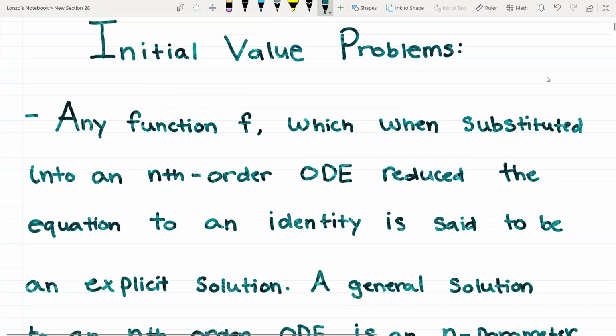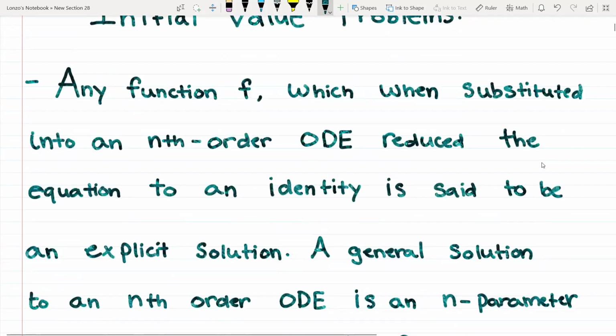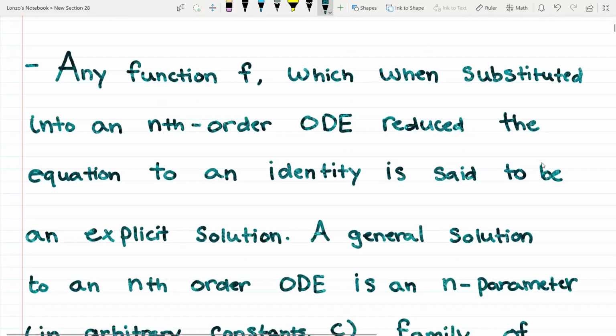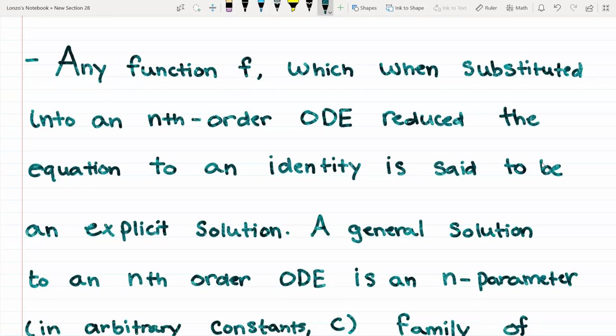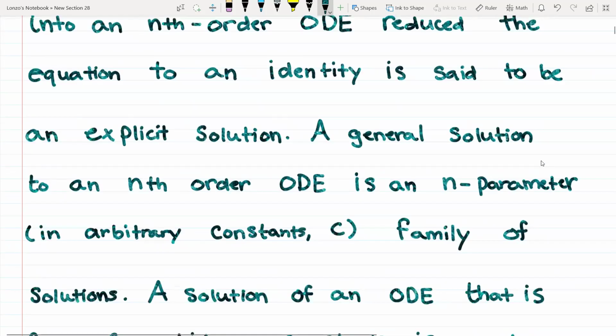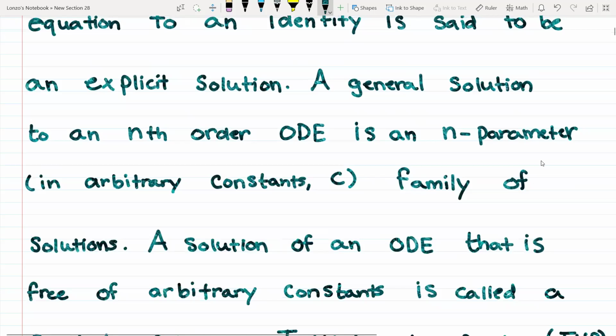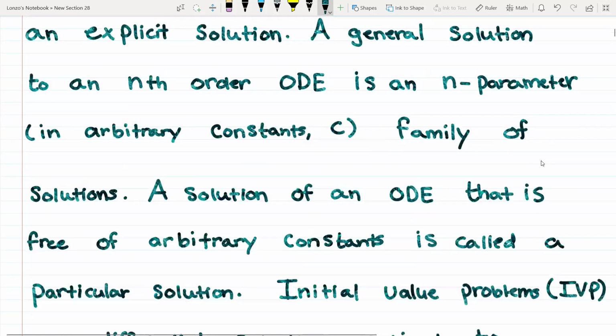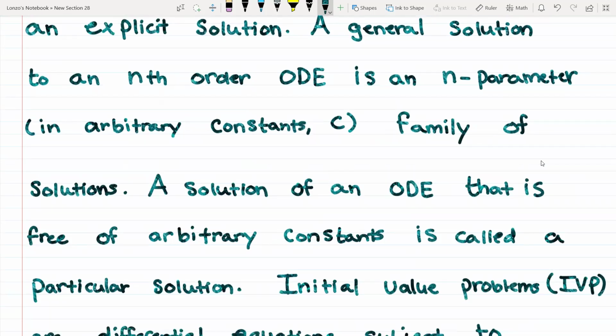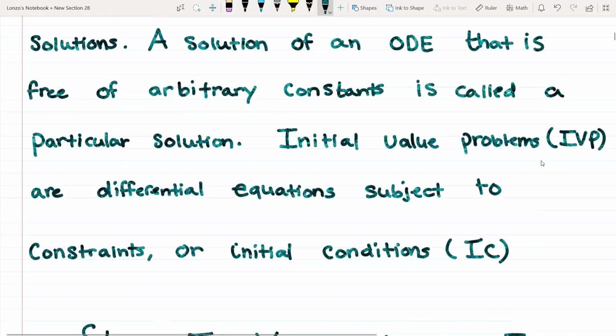Any function f, which when substituted into an nth order ODE, or ordinary differential equation, reduces the equation to an identity is said to be an explicit solution. A general solution to an nth order ODE is an n-parameter family of solutions with arbitrary constants C. A solution of an ODE that is free of arbitrary constants is called a particular solution. Initial value problems are differential equations subject to constraint or initial value conditions.